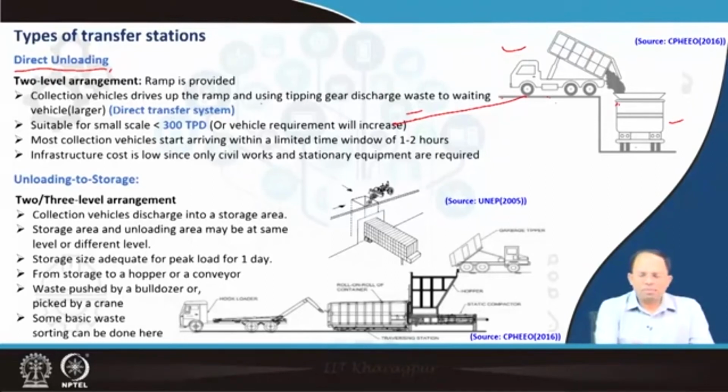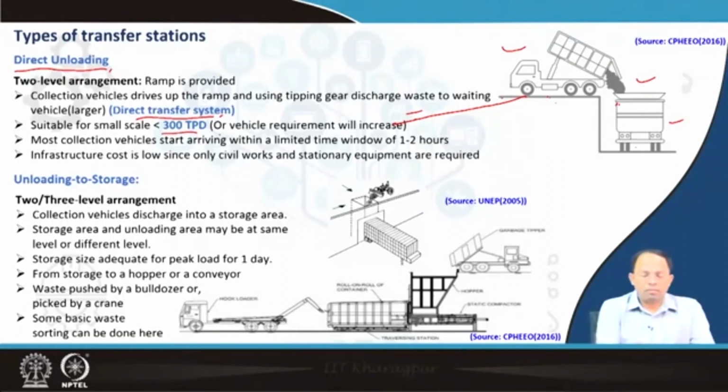So the collection vehicle drives up a ramp and, using tipping gear, discharges waste to a waiting vehicle which is larger in size, and this is known as the direct transfer system. Directly I am loading into this particular vehicle, and usually this kind of system is suitable for small scale, which is less than 300 tons per day.